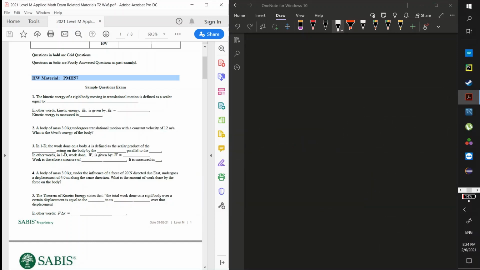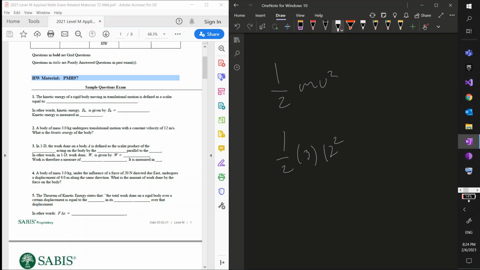Question 2. A body has a mass of 3, it undergoes velocity of 12. What is its kinetic energy? Kinetic energy is half mv squared. So half multiplied by 3 multiplied by 12 squared, which is 216 kilograms meters squared over second squared.